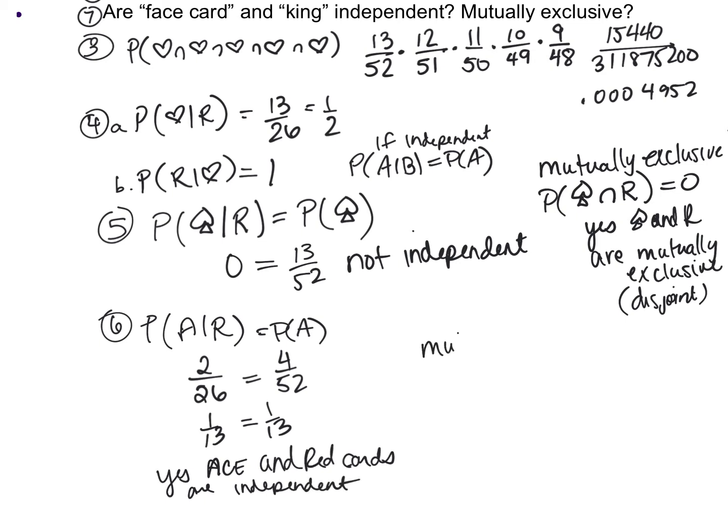Are they mutually exclusive or disjoint? No. Why? Because there's 2 red aces, right? So the probability of an ace and a red is 2 over 52. If that probability is not 0, the chance of getting both is not 0. It is not mutually exclusive or disjoint.